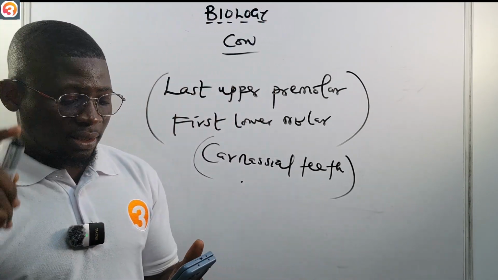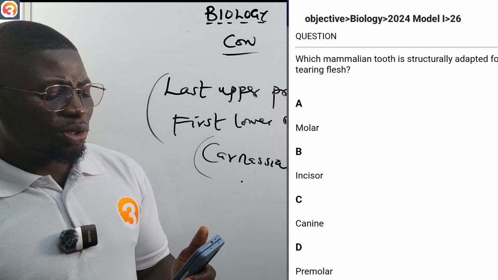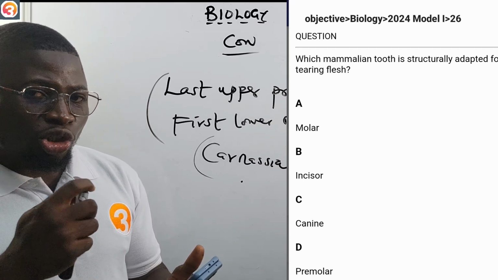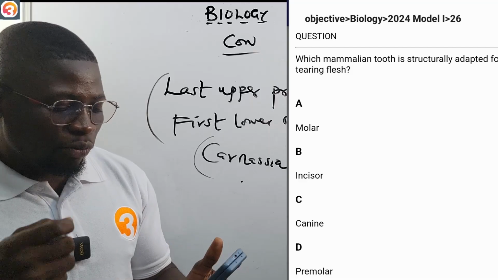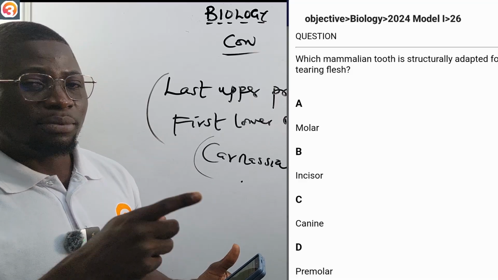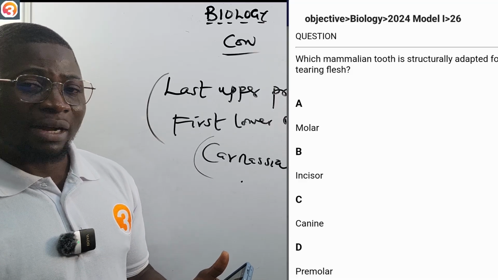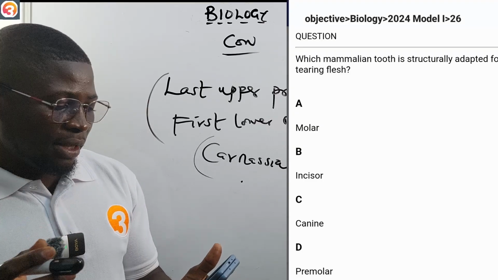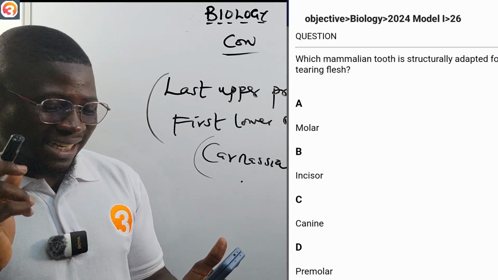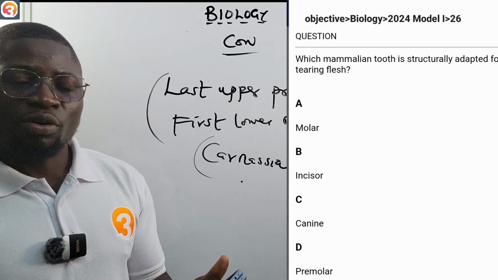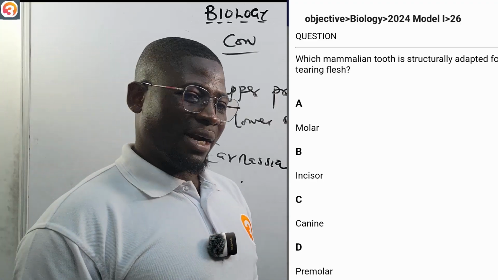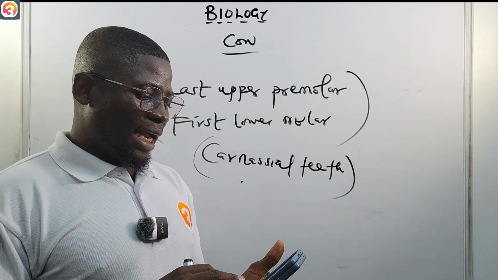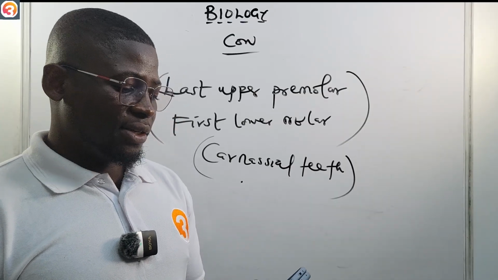Now, 2024 number 26, another question. They say, which mammalian tooth is structurally adapted for tearing flesh? We have seen the four types of teeth and their functions. Which one is used for tearing flesh? A says molar, B says incisors, C says canine, D says premolar. The correct answer there is canine, for tearing flesh.